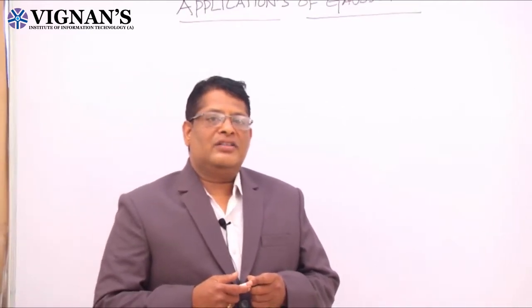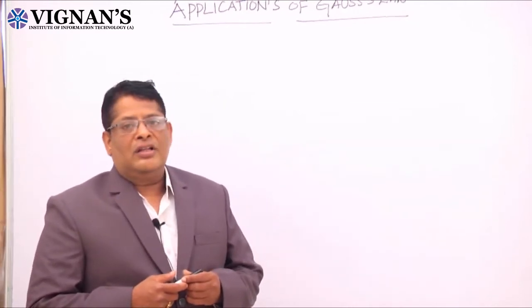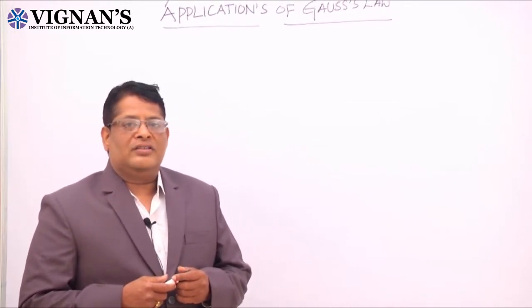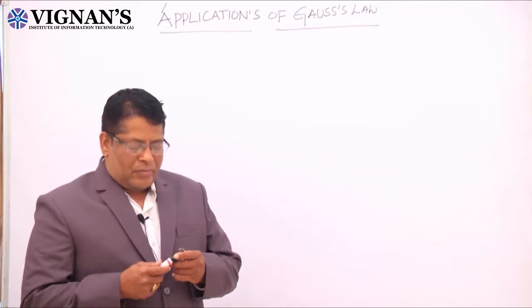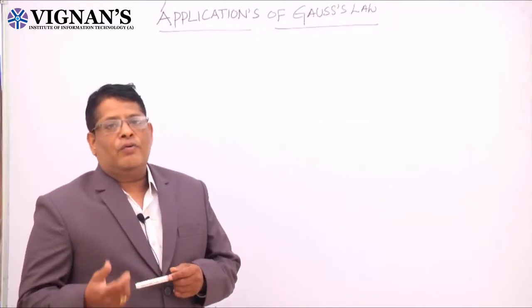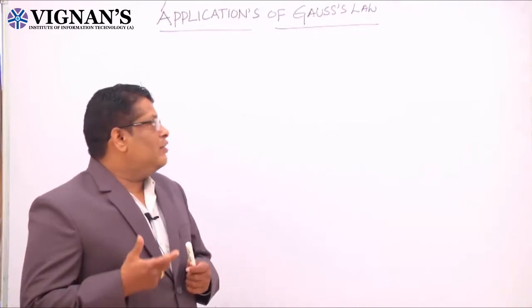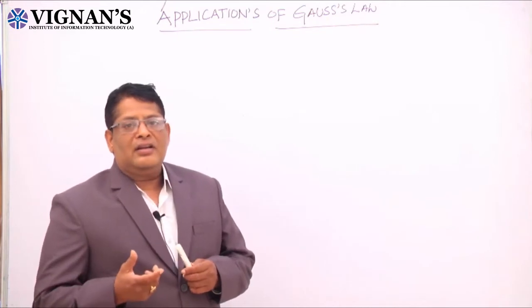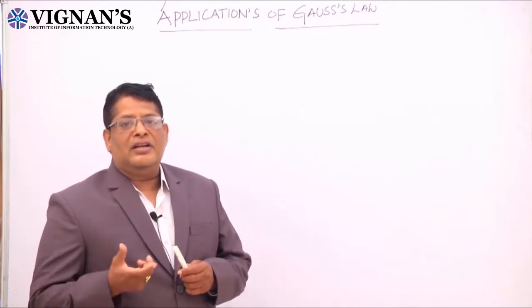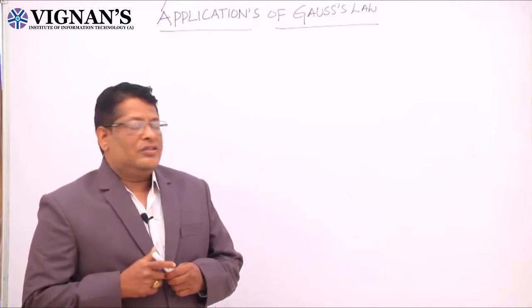So once again we are defining the Gauss law. It states that the amount of flux leaving the Gaussian surface is equal to the charge enclosed by the Gaussian surface. Now by means of the Gauss law, we are going to find out the electric field intensity due to the spherical shell with a charge.